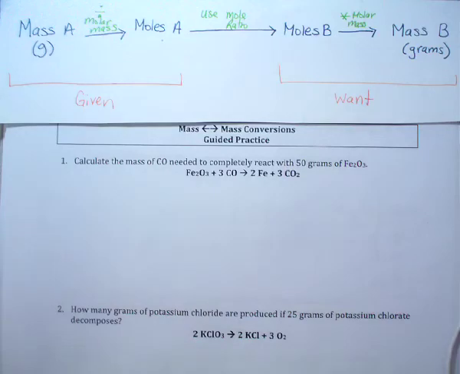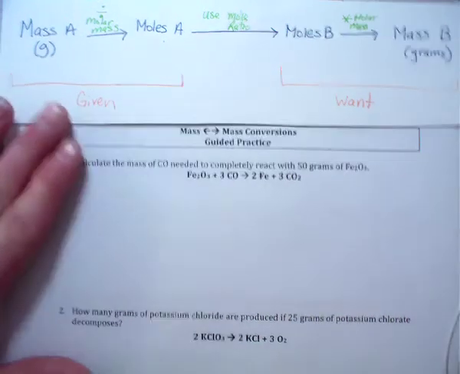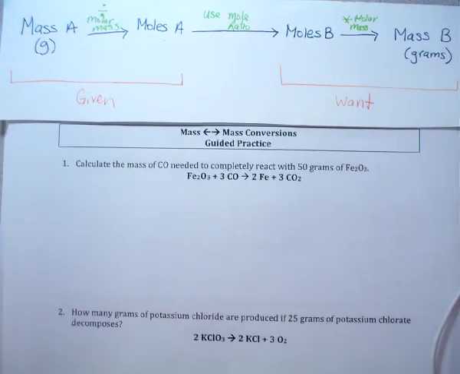Okay, so I'm looking at page 7 in your notes, mass to mass conversions. Mass to mass conversions are the longest problems that you'll be asked. I'm going to give you the mass in grams of one substance and ask you to find the mass in grams of another. To do these, it takes 3 steps to get to your final answer.